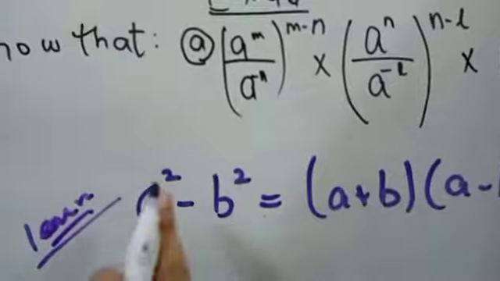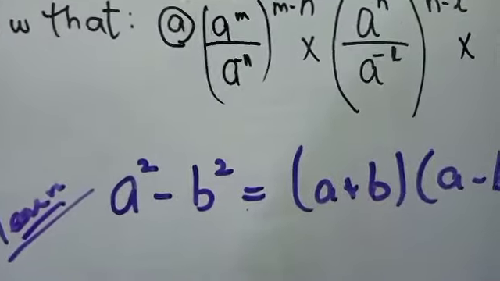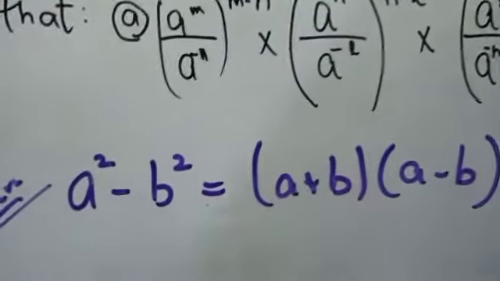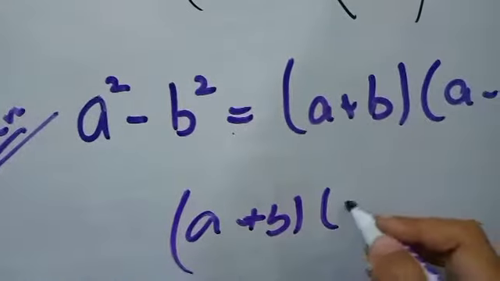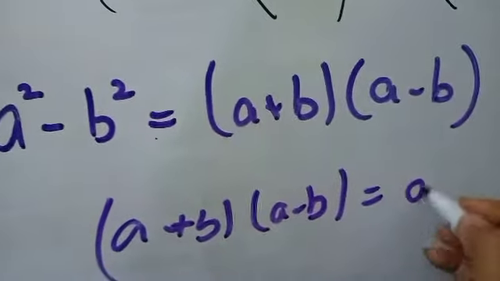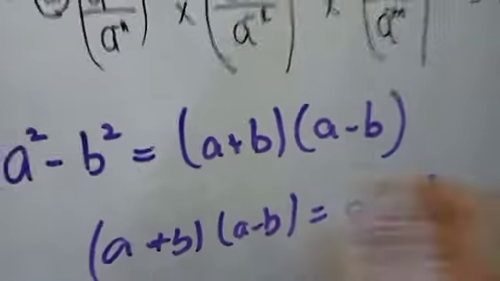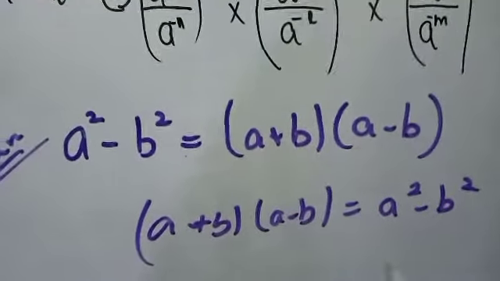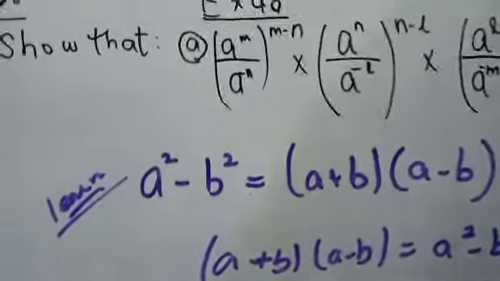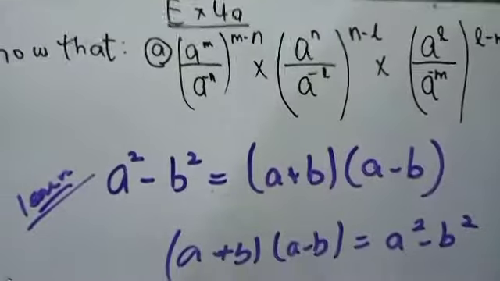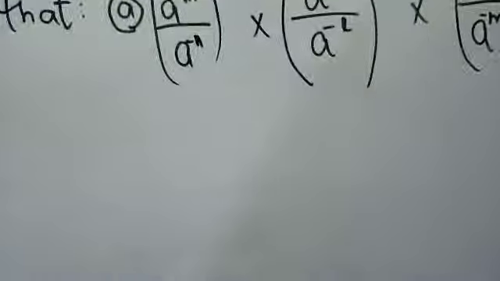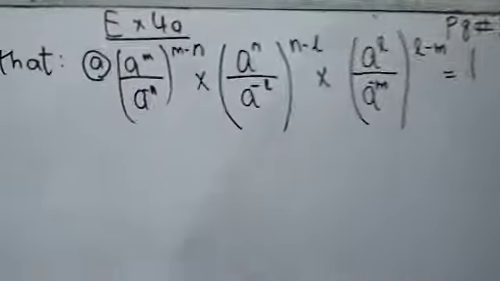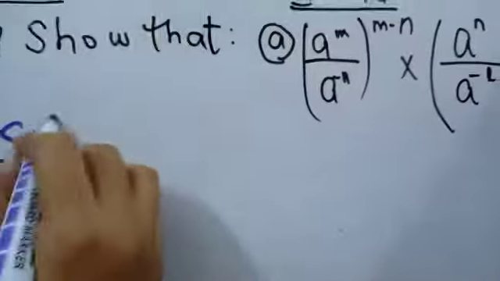What it says is that a square minus b square is equal to a plus b times a minus b, or a plus b times a minus b is equal to a square minus b square. In both ways we can write it down. You just have to learn this formula, which we will apply in this sum. Okay, now let's begin our sum. Let's see how we will solve this sum.